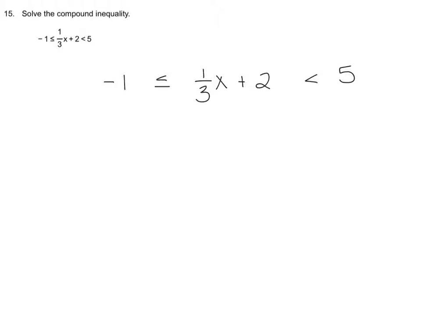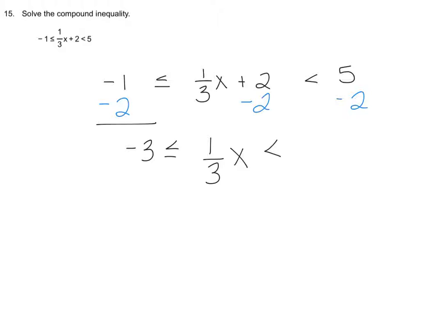So first, I want to subtract 2 from all three parts of this inequality. So I'm going to subtract 2 on the right side, and I'm going to subtract 2 on the far left side. So on the far left, we have -1 minus 2, which is -3, and that's less than or equal to the 1/3 x, which is less than 5 minus 2, which is 3.